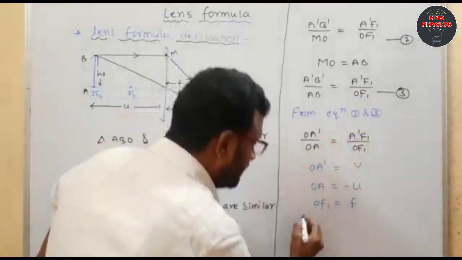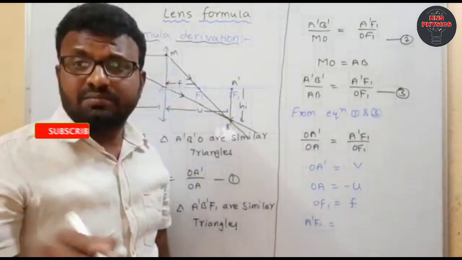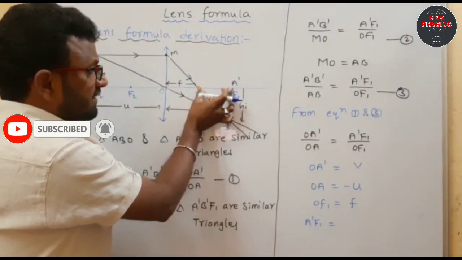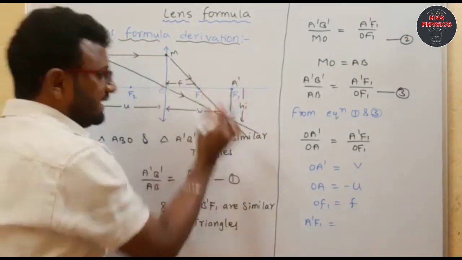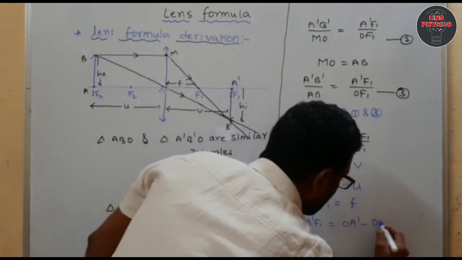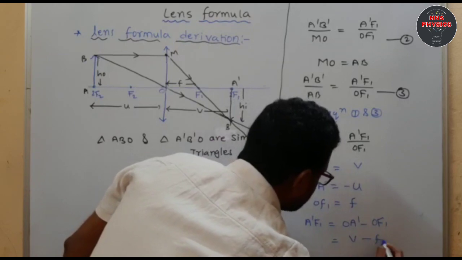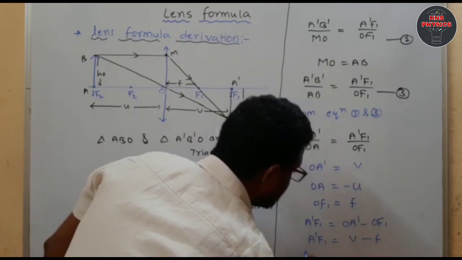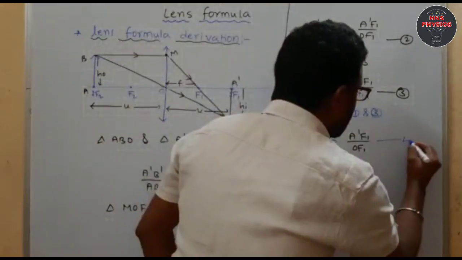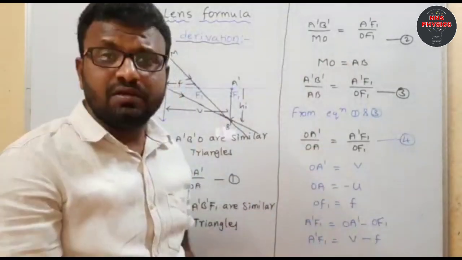But this is the unknown value, and we can write it in terms of known values. So A dash F1, to get this value, I am taking OA dash minus OF1. That is nothing but V minus F. So this is A dash F1. These four values we can substitute in equation 4, so these are considered as equation 4.